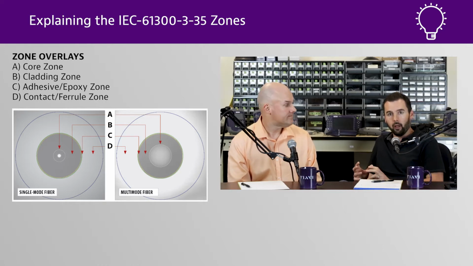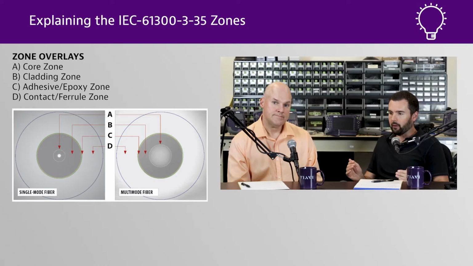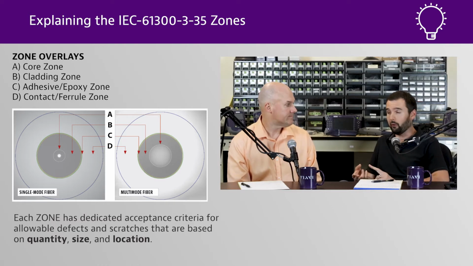And so whereas zone A, the core, has to be very pristine and free of defects, you get out to zone B, and now there's a certain count of defects, a certain size of defects that are allowable, and of course the location of them. Then you get into zone C, which is the adhesive zone. We can get into that later. And then zone D, they call the contact zone. And so the farther away you get, the different criteria you have for the amount of defects that are allowable.